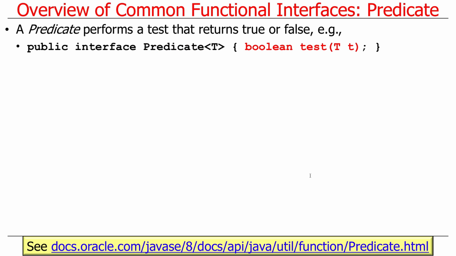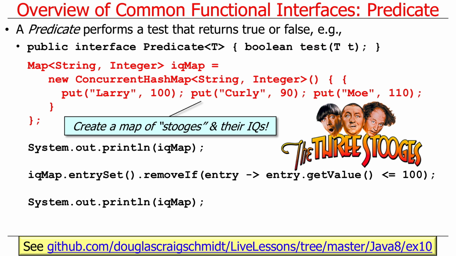And that's the method. You can see that it simply takes a parameter of type T, and returns a boolean. So it has a single parameter. It's a single parameter generic interface called predicate. So let's take a look at a very simple example to illustrate how this works.